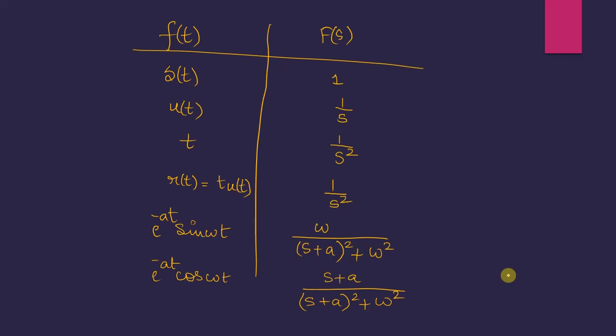Now, we have seen singularity functions and we have seen some of the important Laplace transform pairs. Now, other than this, what we should remember is that we should be knowing some of the properties. I will just tell you what you should remember. Mainly, the three important properties. The first one is the linearity property.